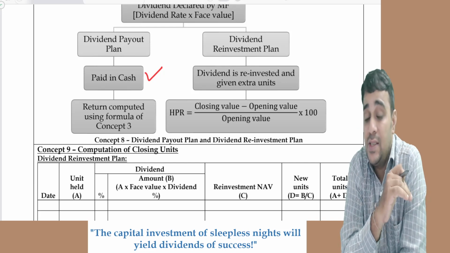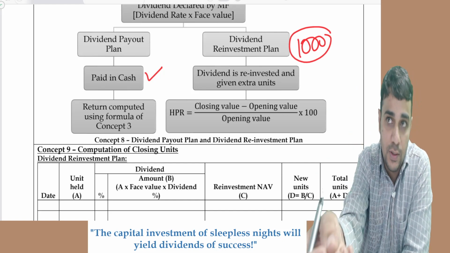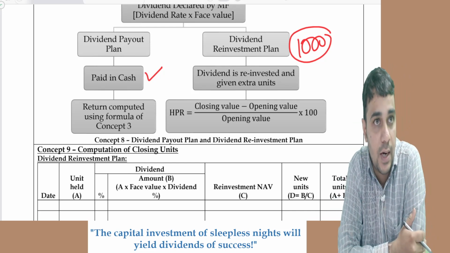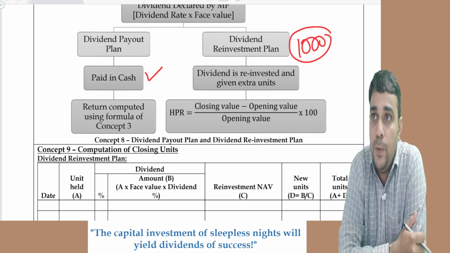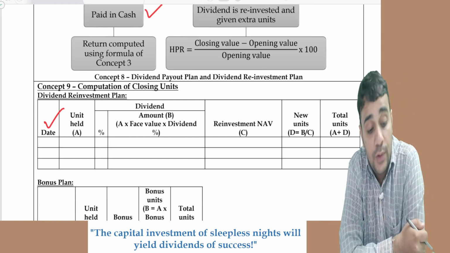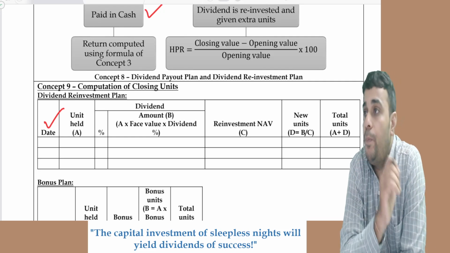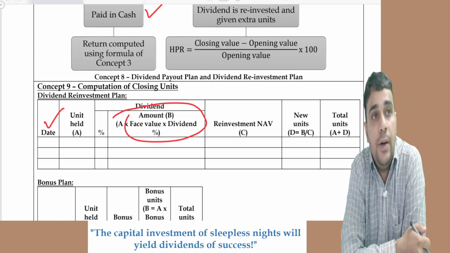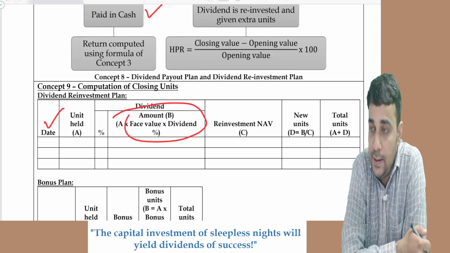Dividend reinvestment means I had a dividend of 1000 rupees. I give you 1000, you give me back 1000, and I give you extra units. What reinvestment is, instead of giving you money, I'll give you extra 50 units, 40 units, 20 units. How do I calculate this? Date, units held. What is units held? What is the opening units? On the opening units, I will receive dividend: A into face value into dividend percentage.